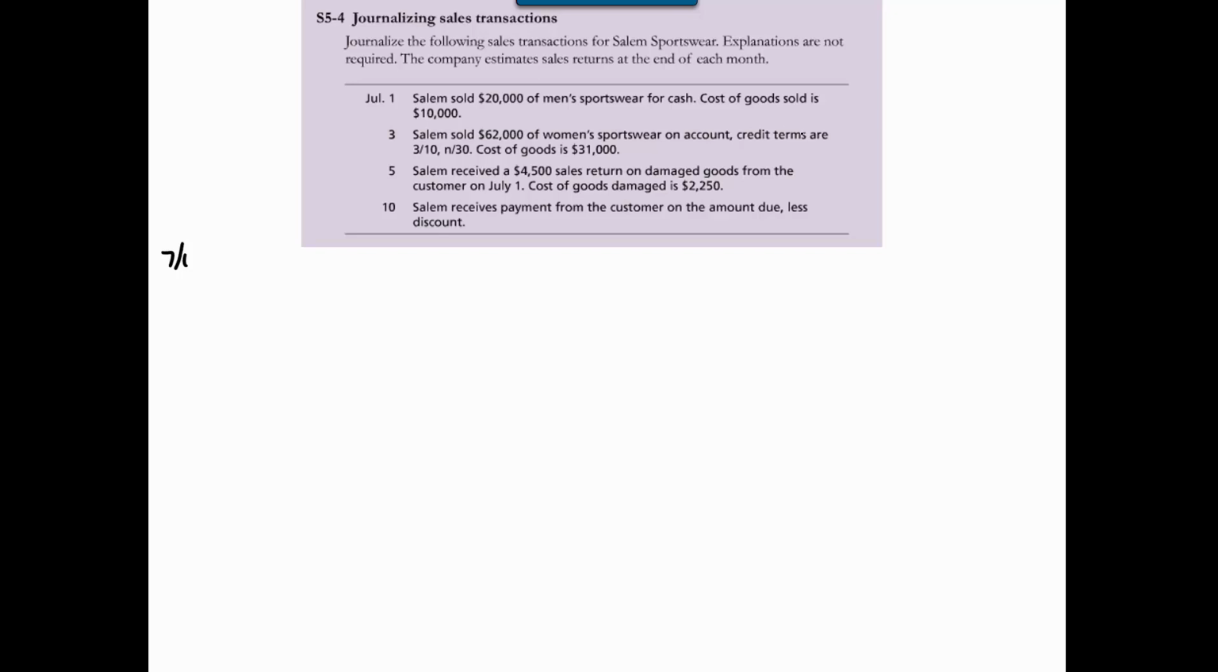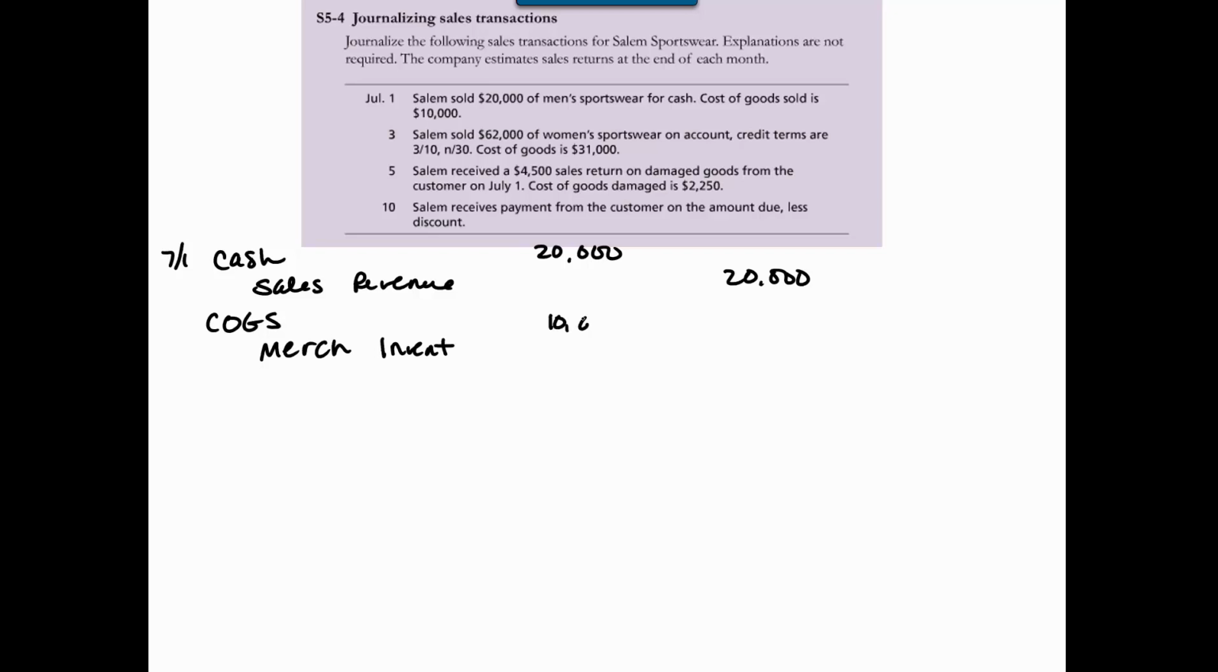That's pretty much how you're always seeing it. So you paid $10,000 and you're turning around selling it for $20,000. So I'll debit cash because I got $20,000. And I'll credit sales revenue, $20,000. That's the first part of the transaction. Then the second part is a debit to cost of goods sold and a credit to merchandise inventory for the $10,000 that I paid for it.